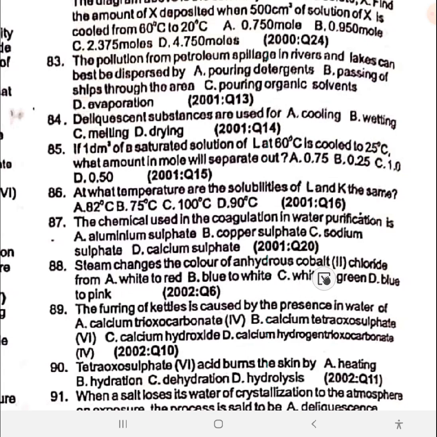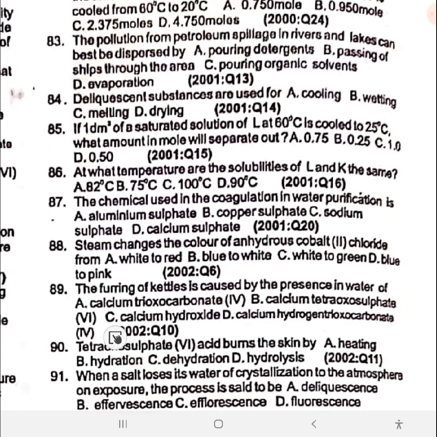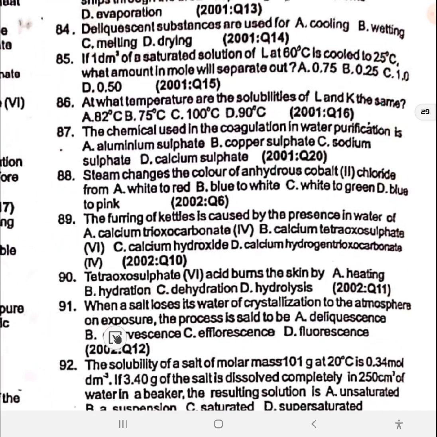88, steam changes the color of anhydrous cobalt(II) chloride from blue to pink, option D. 88 is from blue to pink. 89, the furring of kettle is caused by the presence of calcium hydrogen trioxocarbonate(IV). Write it down. Calcium hydrogen trioxocarbonate(IV), option D.